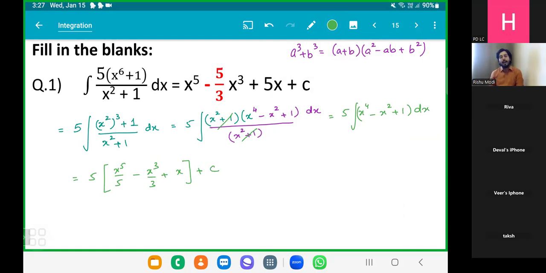And when we open the brackets, every term will get 5. So first 5 gets cancelled. Next we have 5 upon 3 x cube plus 5x plus c. Right? So your answer in this question becomes minus 5 upon 3.